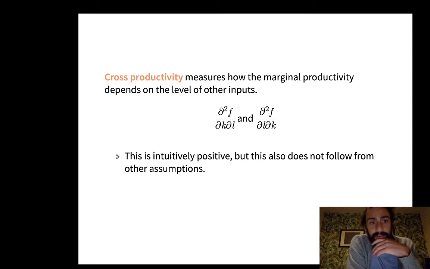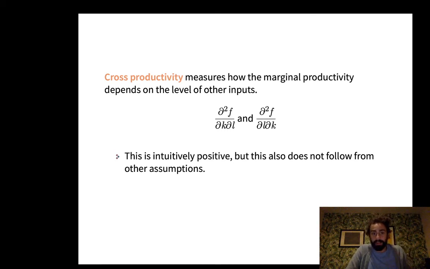One last thing to talk about is this idea of cross-productivity. So cross-productivity measures how the marginal productivity depends on the level of other outputs, other inputs. So intuitively, this is positive. What would it mean for it to be positive? It means that as I get more laborers, the value of an additional tractor is higher, right? So if I have more people to operate the tractors, as I add more tractors, each tractor becomes more valuable to me, and therefore I get a higher marginal utility out of having that additional tractor.